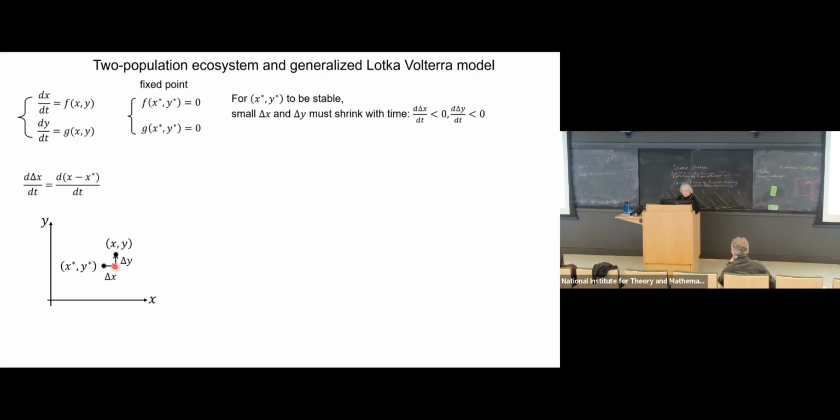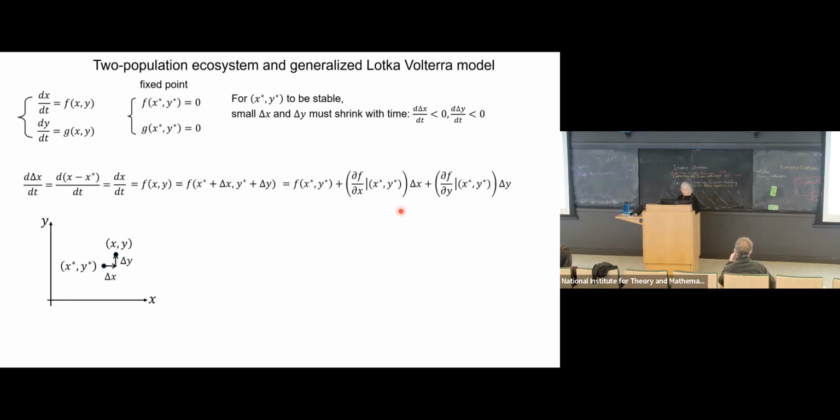First of all, how does delta x change over time? Delta x is simply x minus x star. And we know dx star over dt is 0 because it's a fixed point, so it's equivalent to this. And then we simply copy this down. And we know x, y is basically x star, y star perturbed by delta x and delta y.